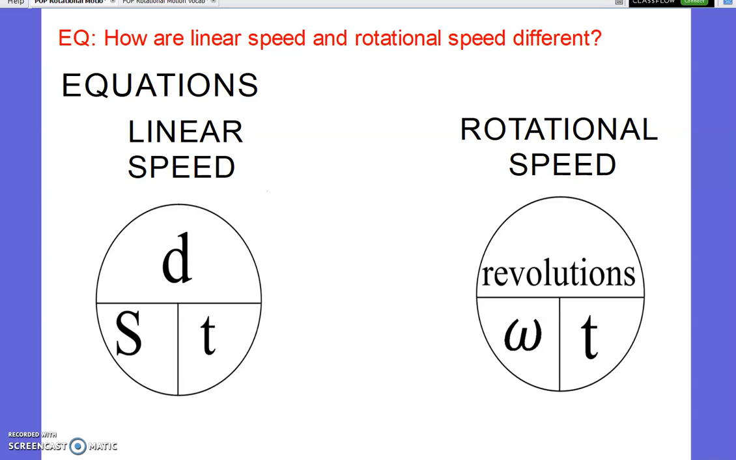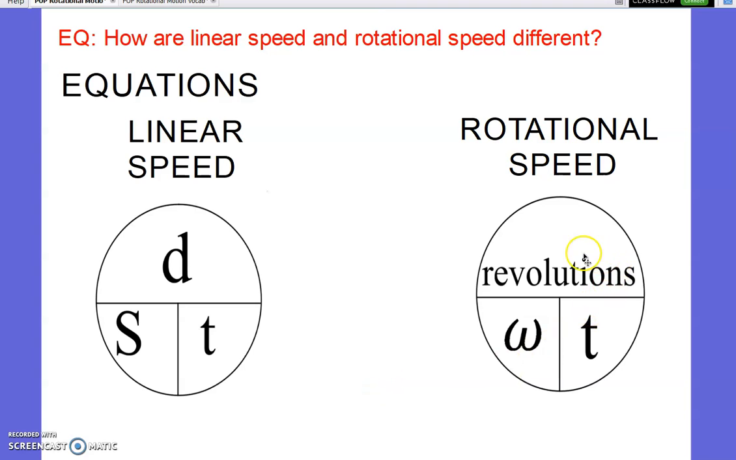Now the last thing I want you to do is we have two different equations for speed based on if it's linear or if it's rotational speed. The equation on the left, we have that S is the speed, just like we've done before, measured in meters per second. Sometimes in this class we'll also measure in meters per minute, but usually we'll be measuring in meters per second. D is the distance, and that's measured in meters. And T is the time, and that's measured in usually seconds or possibly minutes.